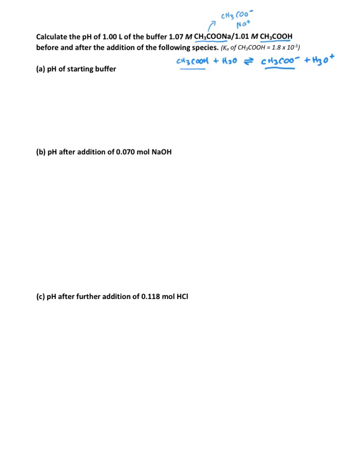So first, the question is asking you for the pH of the starting buffer. So this is pretty straightforward. For buffers, to calculate pH, we can use the Henderson-Hasselbalch equation. That's pH equals pKa plus log base, in this case the base is acetate, over acid. So that's acetic acid.